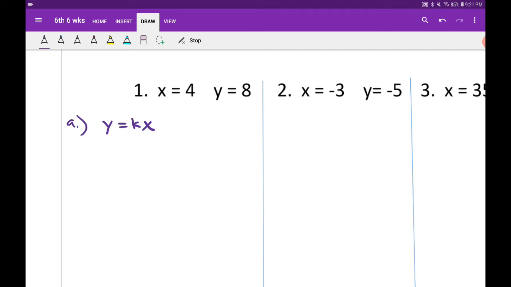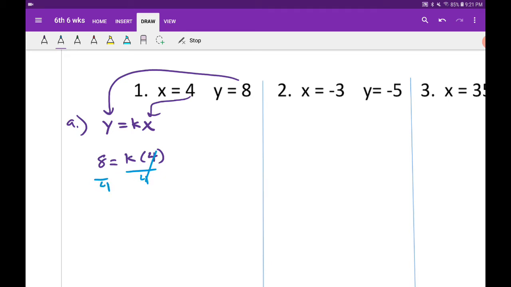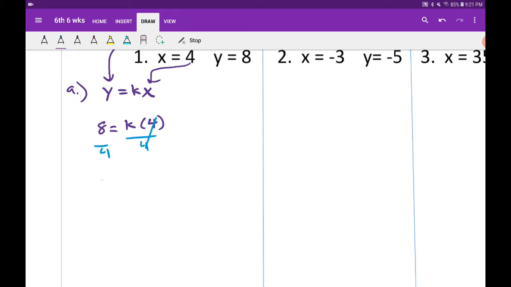What I do have is x equal to 4, y equals 8. Basically, I'm going to substitute these numbers into the x and y. So now I've got 8 equals k times 4. Now it's just a simple algebra problem. We can solve for this k value and get our final result. I'm going to divide both sides by 4. Let's cancel. 8 divided by 4, as we all know, is 2. And that will equal k.